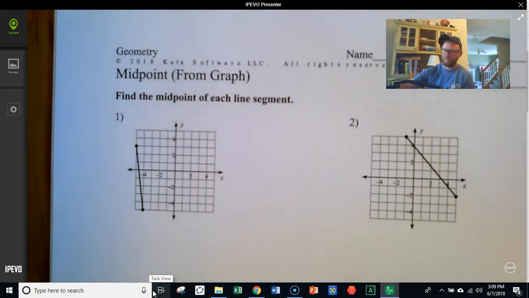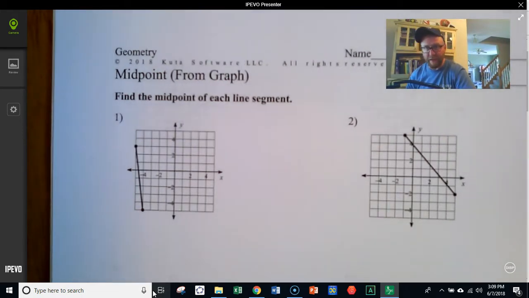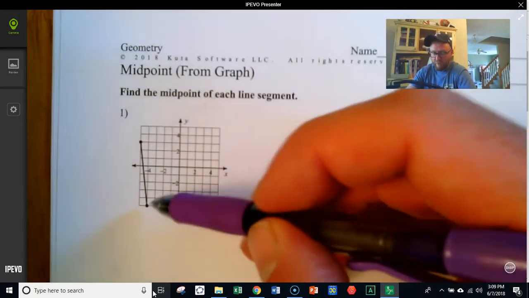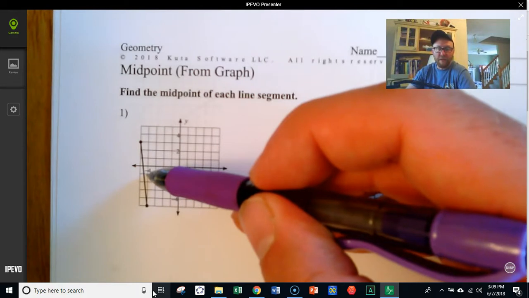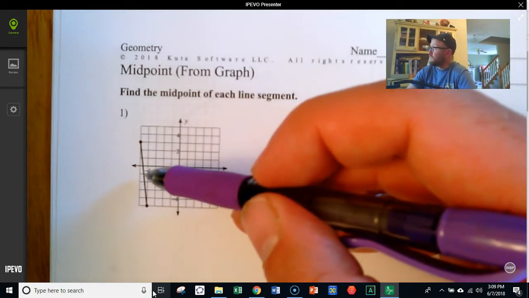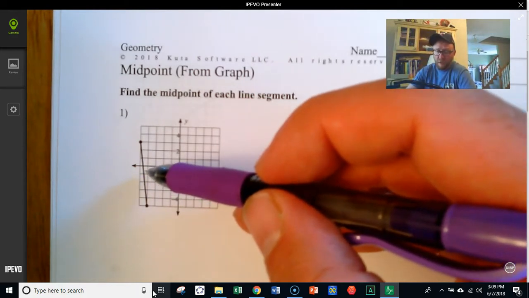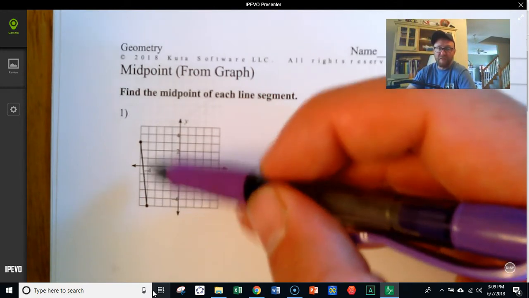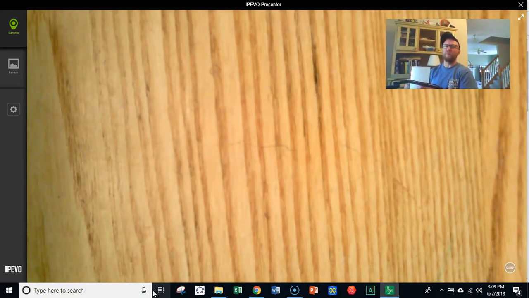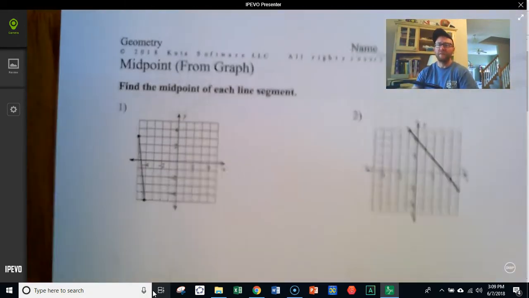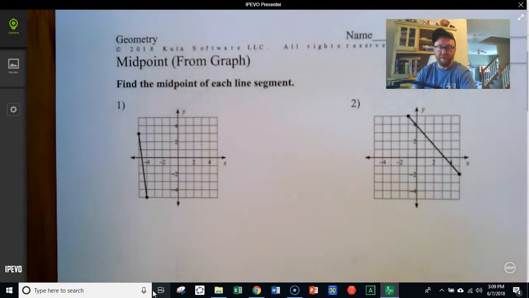Alright, so in this task, we're supposed to find the midpoint of a segment from its graph. The midpoint is just the halfway point. As I'm traveling along from one end to the other, the midpoint is the halfway point in my journey. It's also the point that divides the segment into two equal-sized pieces. You need to keep both those definitions in mind because they both come in handy.